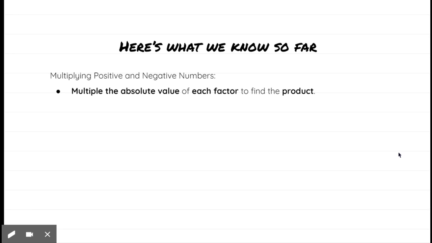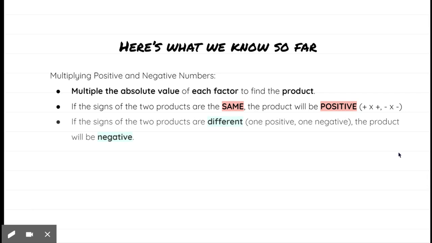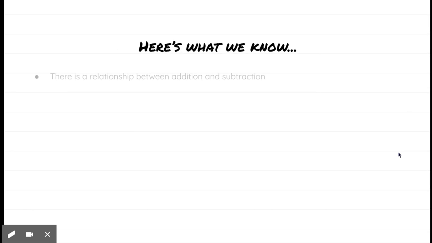Let's talk about what we know when we multiply positive and negative numbers. We multiply the absolute value of each factor to find the product. Remember, the product is going to be the answer to your multiplication problem. If the signs of the two factors, not products, are the same, then the product will be positive. So if you have a positive times a positive, then your product, your answer, will be positive. A negative times a negative, your product will be positive. Now, if the signs of the two factors are different, meaning one is positive and one is negative, the product will be negative.